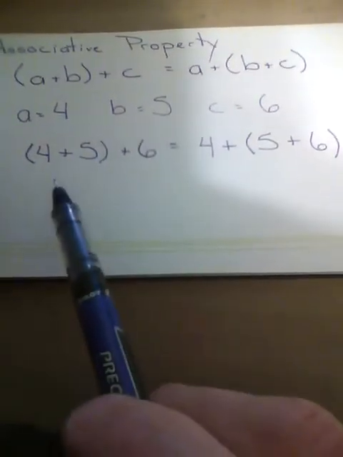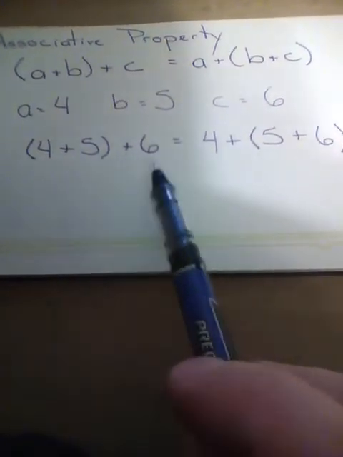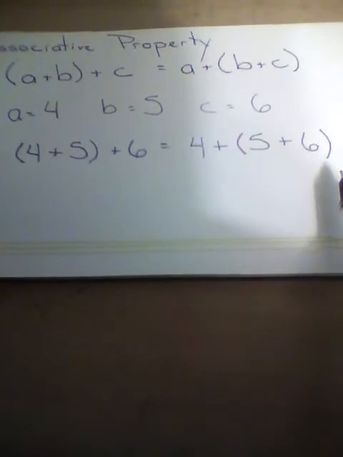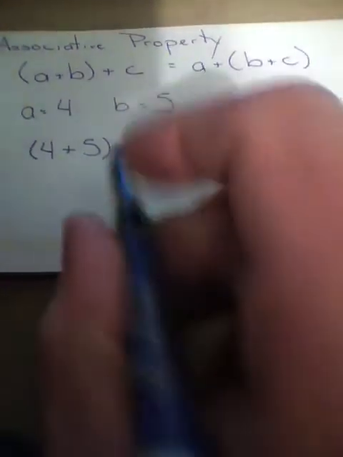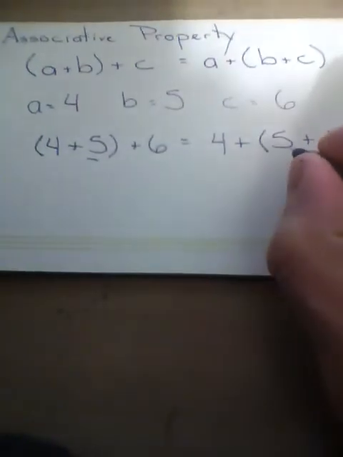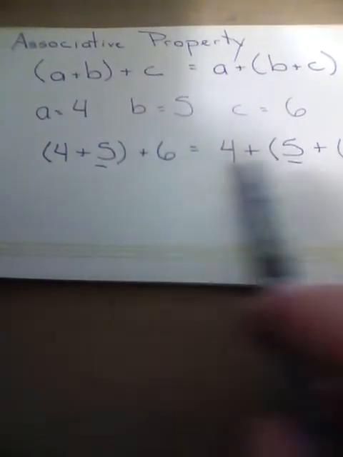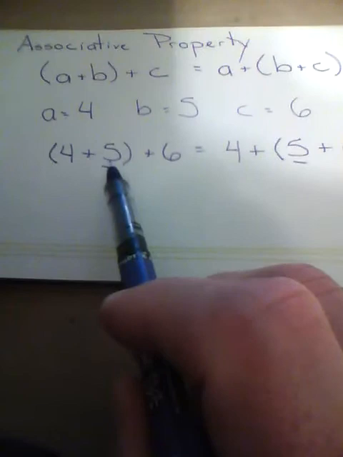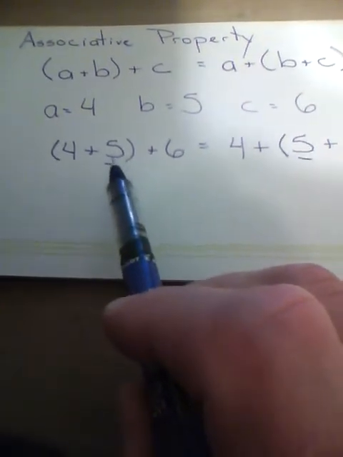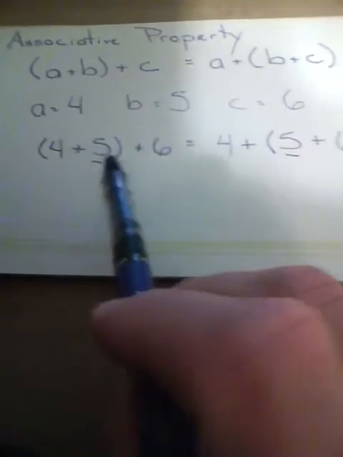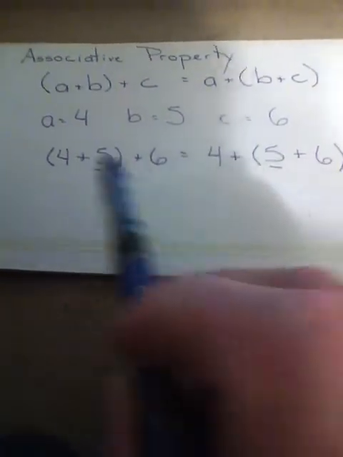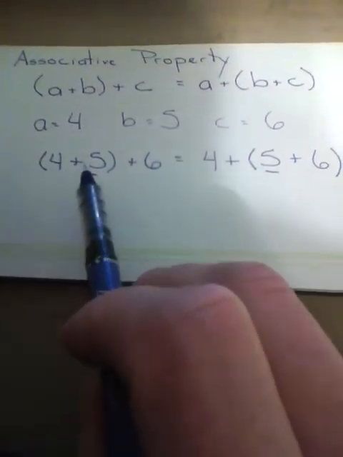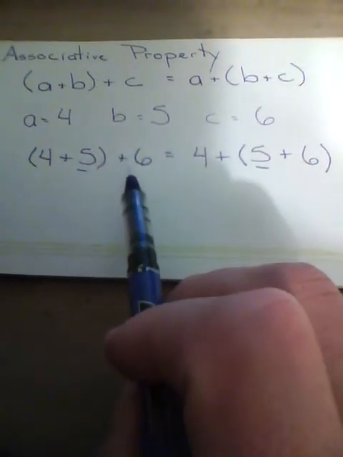I am done. Again, notice none of the numbers have moved. They're all in the same spot. The only thing that moves in the associative property is the parentheses. And notice the 5, which is that middle digit, is always inside the parentheses. It is the one that is choosing who to speak with. Here the 5 speaks with the 4. Over here the 5 speaks with the 6. But again, the 4 is always the first digit, the 5 is always the second, then followed by the 6.